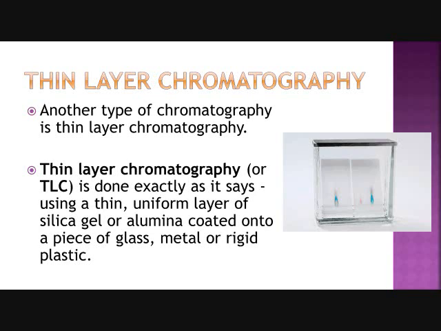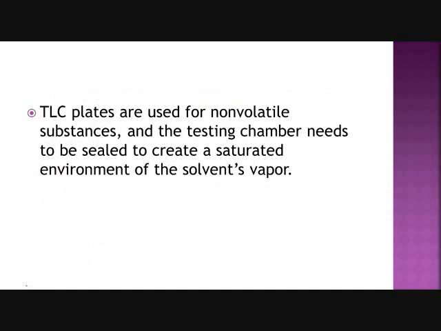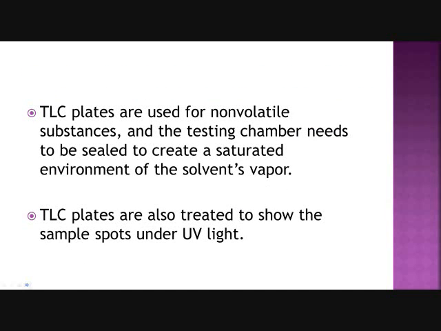That's done exactly as it says. Instead of having a piece of paper, you have a thin layer of silica gel or alumina that's coated on a piece of glass. It's very hard to see in this, but they're pretty big plates. You use this for very non-volatile substances, and so the testing chamber actually has to get a lid on it so that the vapors can cover the entire plate.